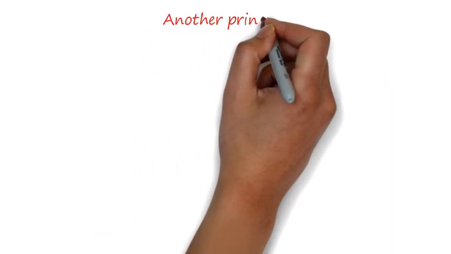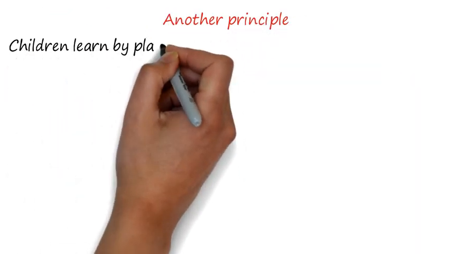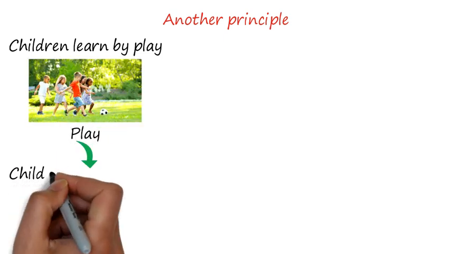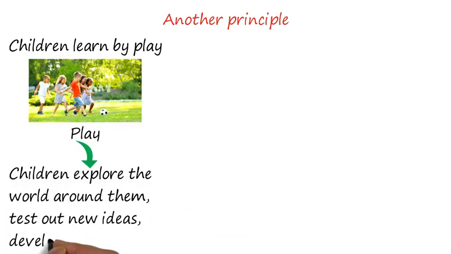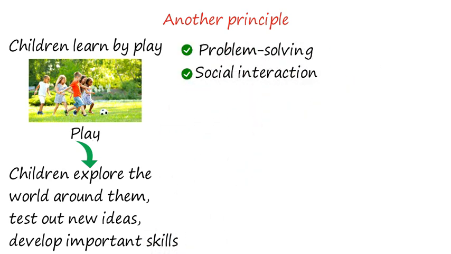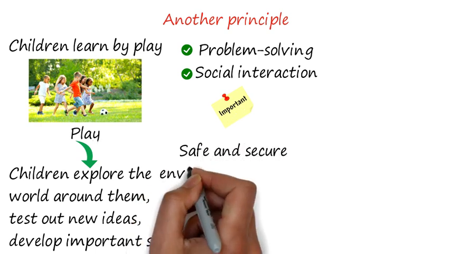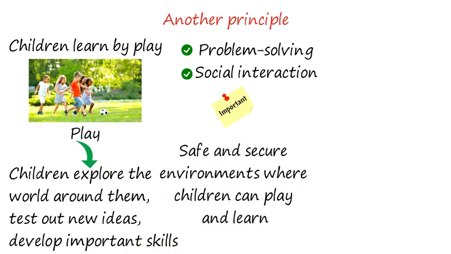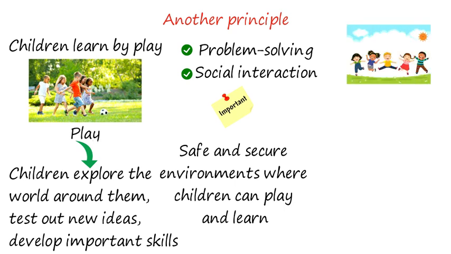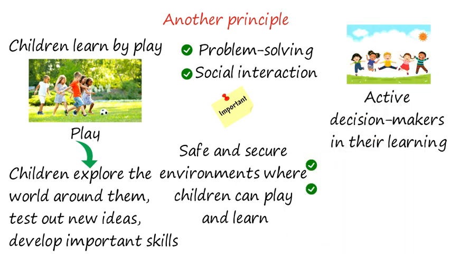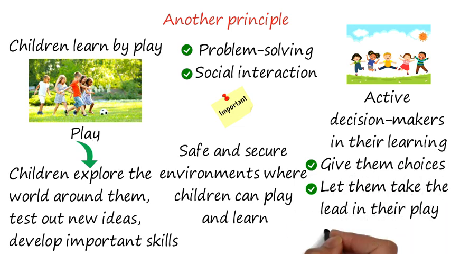Another important principle is that children learn by play. Play is how children explore the world around them, test out new ideas, and develop important skills like problem solving and social interaction. That's why it's so important for programs to provide safe and secure environments where children can play and learn. And remember, children are active decision makers in their learning, so it's important to give them choices and let them take the lead in their play and exploration.